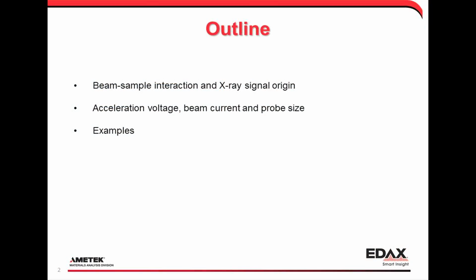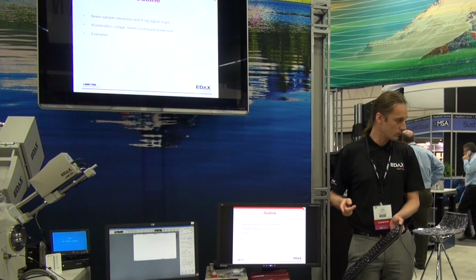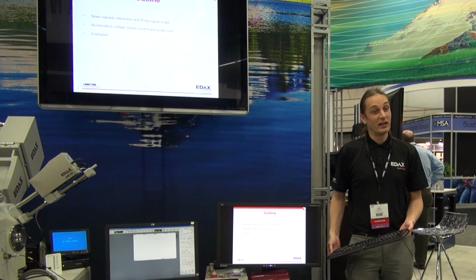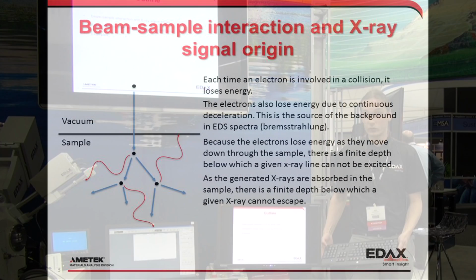But first off, we'll just talk a little bit about beam sample interaction and where the signals, the X-rays, actually come from, how acceleration voltage, beam current and probe size affect these things and how they interact, which is where we come into why tungsten filaments have some issues. And then we'll be looking at some different mapping examples. At the end of everything, I am going to pull up a few spectra live on the microscope showing some of the challenges you can face when you really try to drive to the very low acceleration voltages.